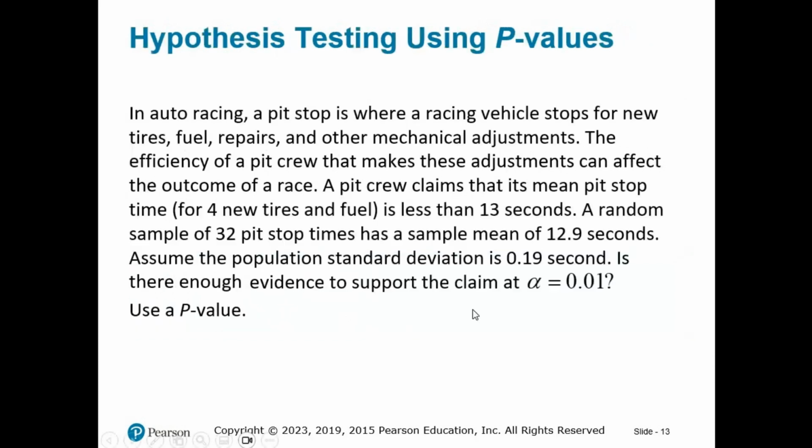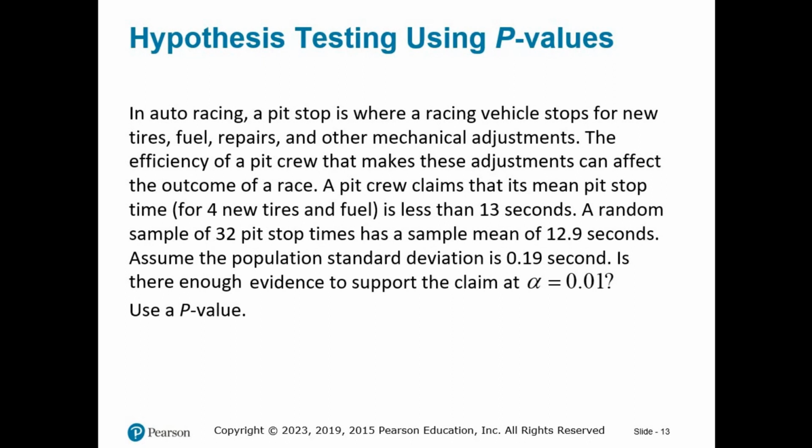Let's do an example. In auto racing, a pit stop is where a racing vehicle stops for new tires, fuel, repairs, and other mechanical adjustments. The efficiency of a pit crew that makes these adjustments can affect the outcome of a race. A pit crew claims that a mean pit stop time for 4 new tires and fuel is less than 13 seconds. A random sample of 32 pit stop times has a sample mean of 12.9 seconds. Assume the population standard deviation is 0.19 seconds. Is there enough evidence to support the claim at alpha equals 0.01?